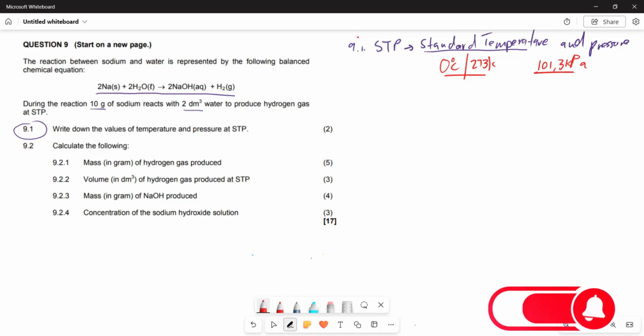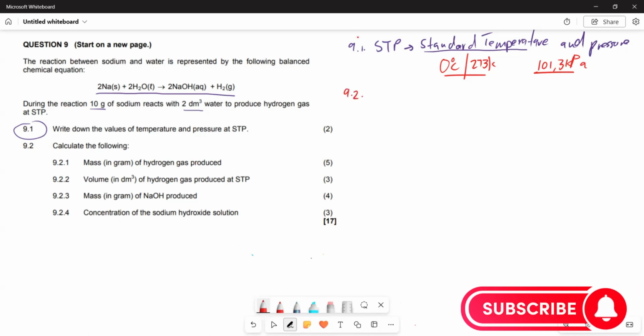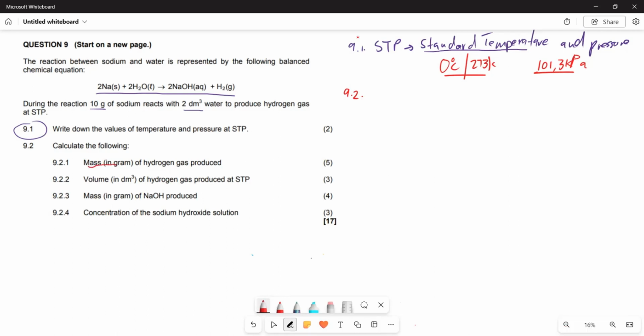Now let's look at 9.2. In 9.2, the first question is they want you to calculate the mass in grams of hydrogen produced. What is it that we have from here? During this reaction, you have 10 grams of sodium, which reacts with 2 decimeter cubed of water. And they want us to calculate the mass of hydrogen gas that is produced.